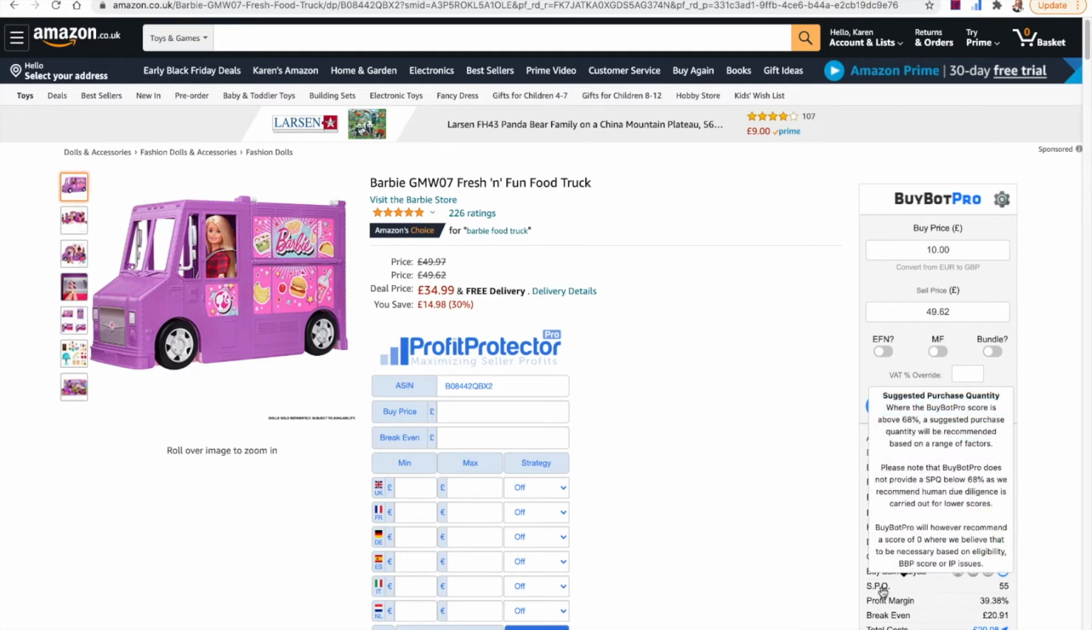And if you hover over SPQ, you'll see that the tooltip comes up and you can read that and learn about the suggested purchase quantity from there as well.